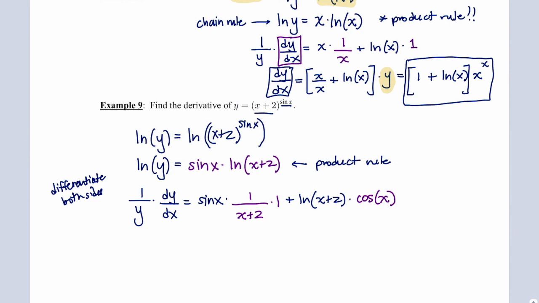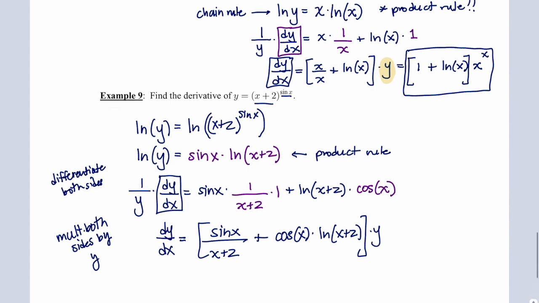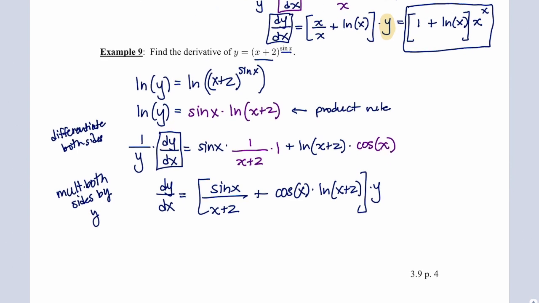So we're done differentiating, and now we multiply both sides by y to solve for dy/dx. So I'll have dy/dx equals, let's see, sine x over x plus 2, plus cosine of x times natural log of x plus 2. I'm not sure why I changed the order there, but I did, times y. And then we can replace y with (x plus 2) to the sine x.